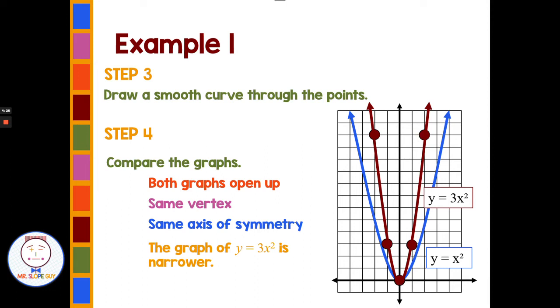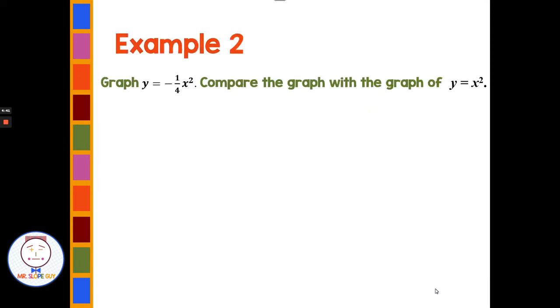Just our graph of y equals 3x squared is more narrow. It's more vertically stretched, we could say. So our graph was more narrow than the parent function of y equals x squared. Great comparisons on those. Let's look at a new one. Let's look at example 2. We have y equals -1/4 x squared. We're going to graph it, and then we're going to compare it to y equals x squared.